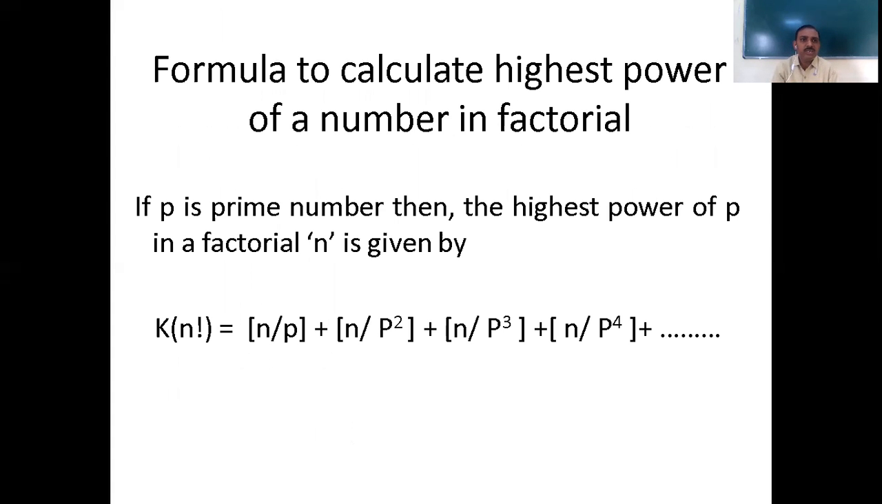Now we will see the formula to calculate the highest power of a number in factorial notation. If p is a prime number, then the highest power of p in n factorial is given by k of n factorial equals n divided by p plus n by p square plus n by p cube plus n by p raised to 4, and so on.